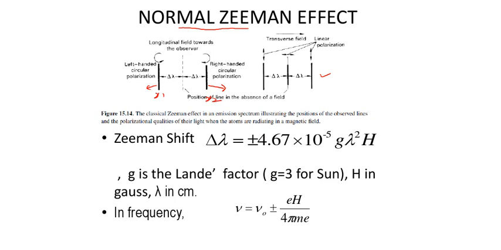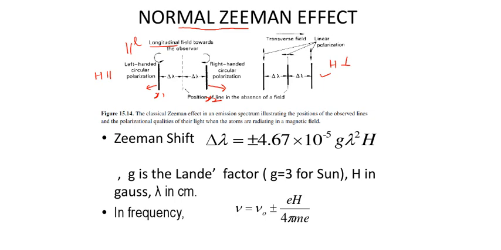This is longitudinal, the parallel observation, and this is transverse, the case of perpendicular observation. The magnetic field is perpendicular here, and the magnetic field is parallel to the lines here. So there are two cases.